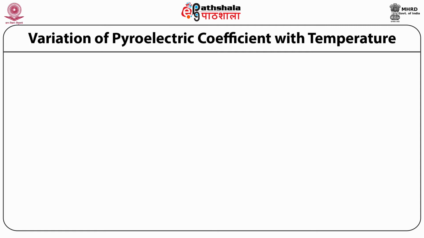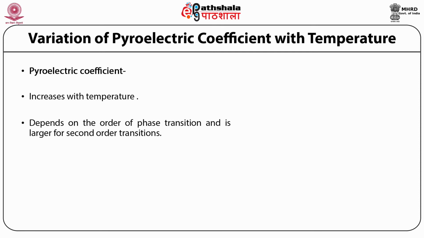Now let us study how the pyroelectric coefficient varies with temperature. So students, as noted from this figure, the pyroelectric coefficient increases with increase in temperature. It also depends on the order of phase transition and is larger for second order transitions. So Tc is the Curie temperature till where the pyroelectric coefficient increases.